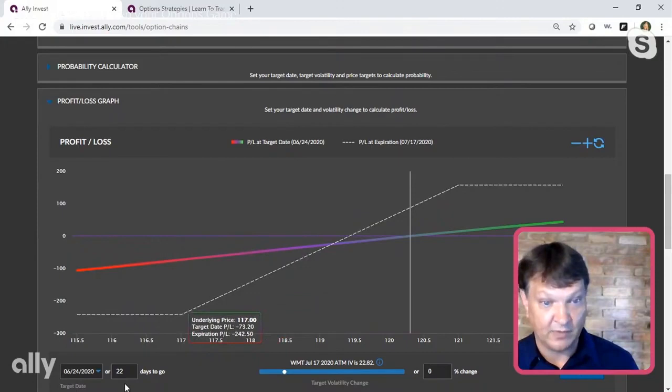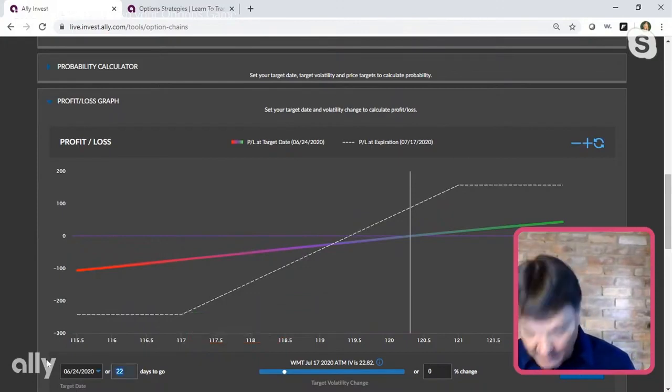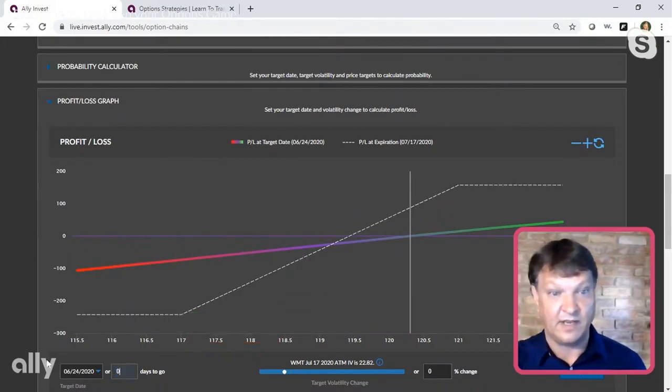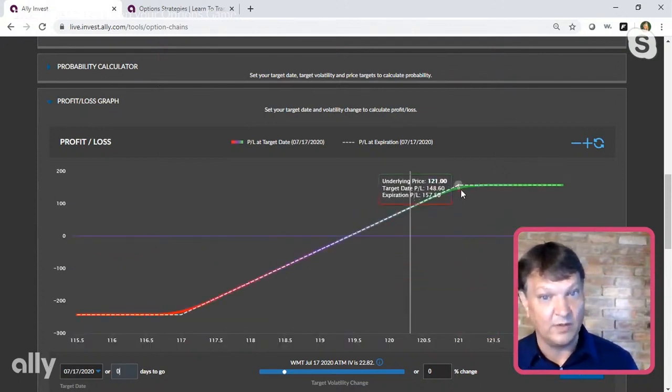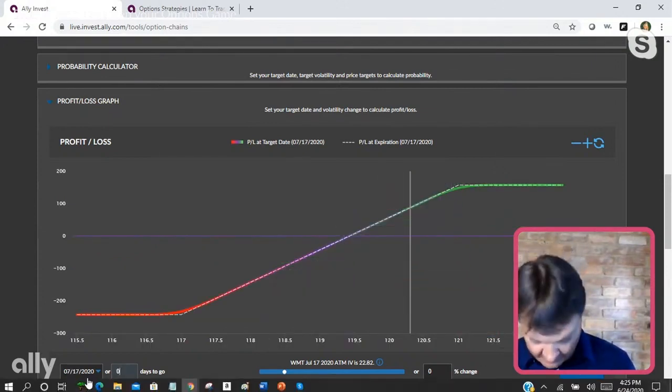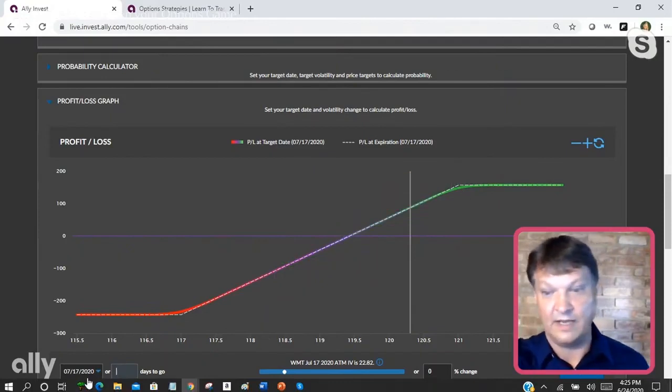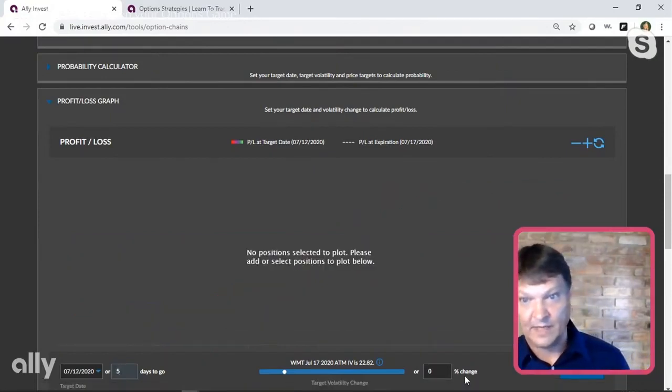Now, we have 22 days remaining. I'm going to take this all the way down and make it basically 1 day remaining to expiration, and I'm going to regraph it. Notice the color line looks very close to the expiration graph. Let's go out even a little further in time. Let's do it like 5 days remaining, and we'll graph it.